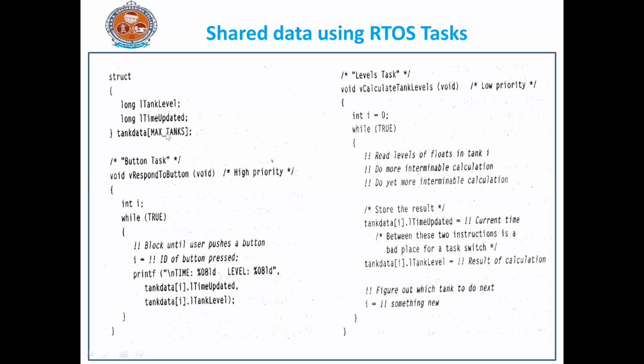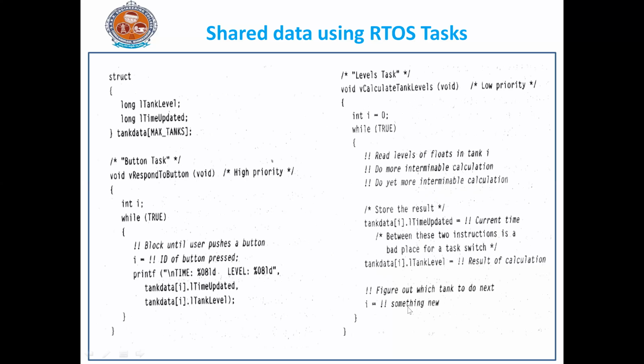This max tanks specifies the number of tanks in your underground tank monitoring system. Tank data of I means that you are measuring the tank level in the ith tank. That's why we have given tank data of I dot time updated, which is the current time, the time at which you have measured this particular tank level. That time is saved in time updated. Similarly, tank data of I dot tank level holds the result of the calculation: we have read the float level, done the calculation, and stored the result in tank data I dot tank level. So here we are saving the tank level and the measurement time, at what time we have taken this tank level.